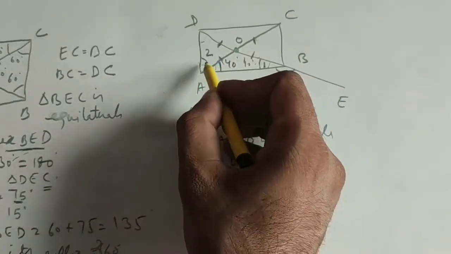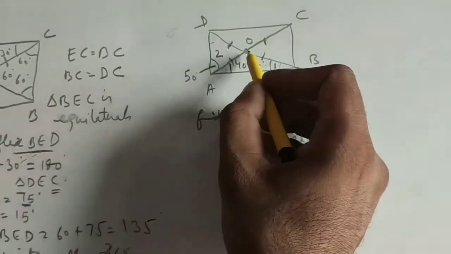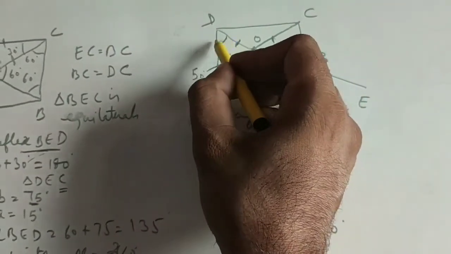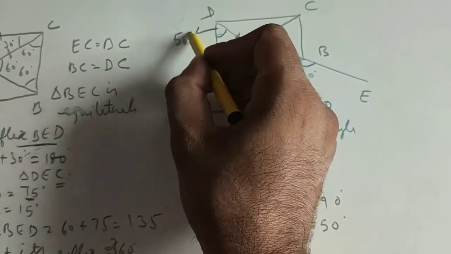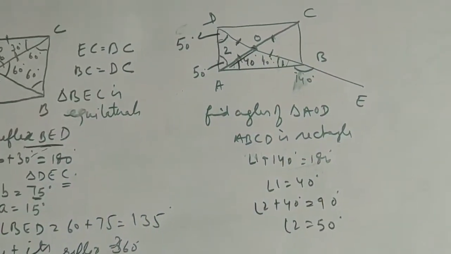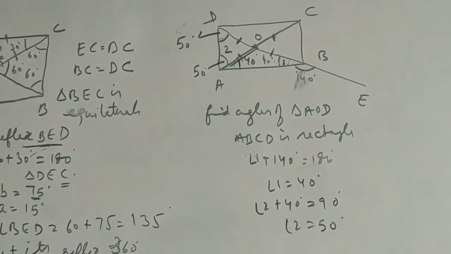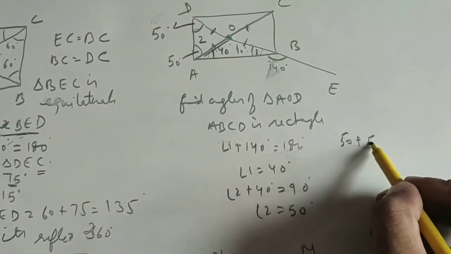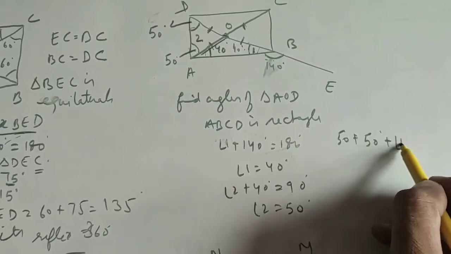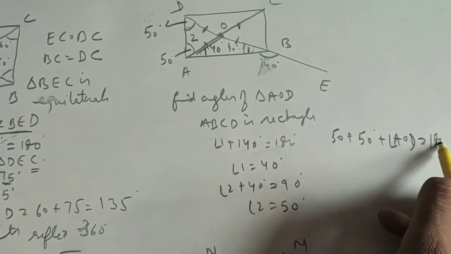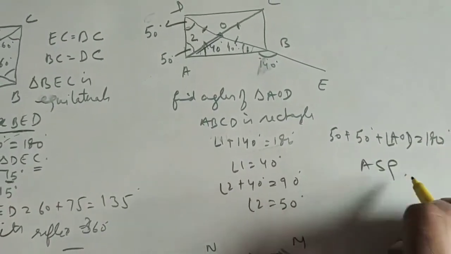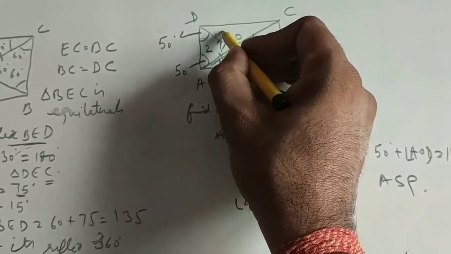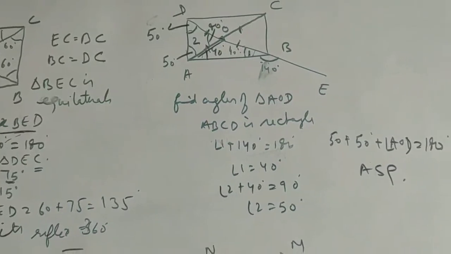If this part is 50 and we know that OA and OD are the same, so this becomes isosceles. So this angle will also be 50 degrees. And if these two angles are 50-50 in triangle AOD, by angle sum property we can find out angle AOD, because the sum of all these angles should be 180. So this is how much? This will be 80 degrees.